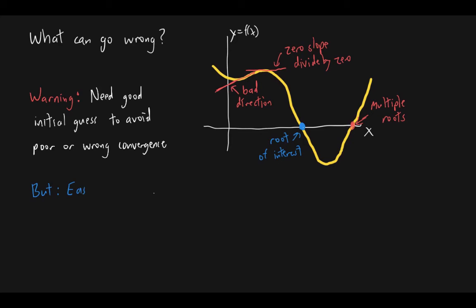Nevertheless, Newton's method is perhaps the most popular method for root finding. It's easy to code and it's quite effective. This concludes our discussion of Newton's method.